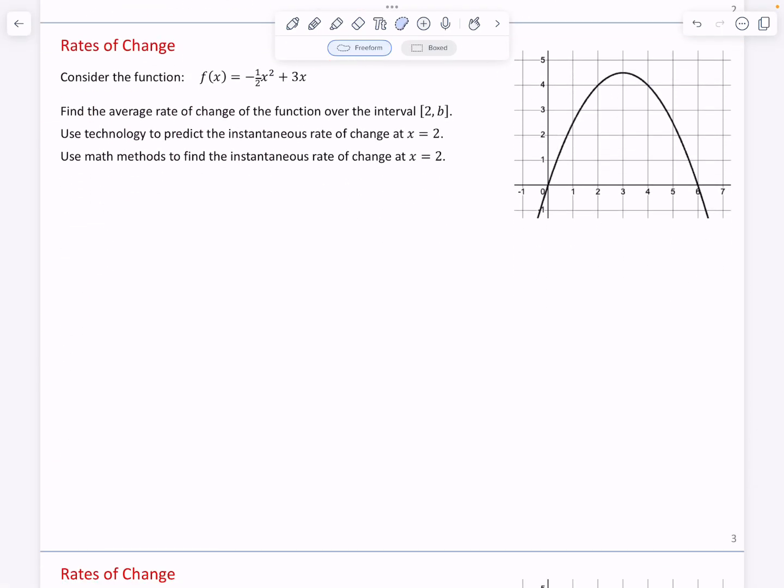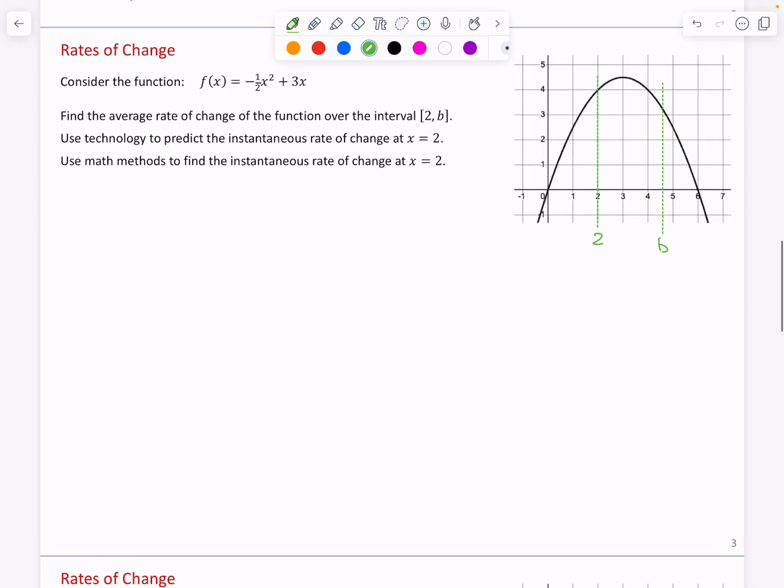Consider the function f of x equals negative 1/2 x squared plus 3x. The graph of it is here on the right. Find the average rate of change of the function over the interval 2 to b. X equals 2 is here, and then we want to go to some arbitrary location to the right and call that location b. This gives us two different points on the curve, which I can connect and make this red secant line.